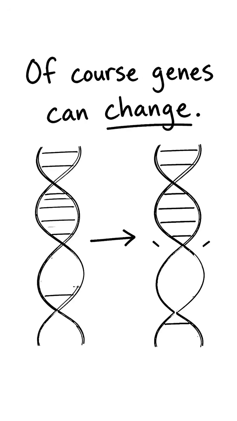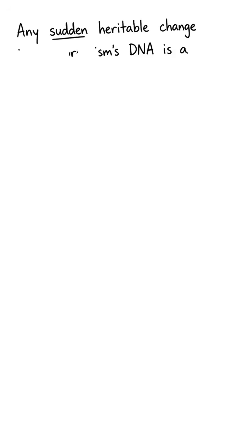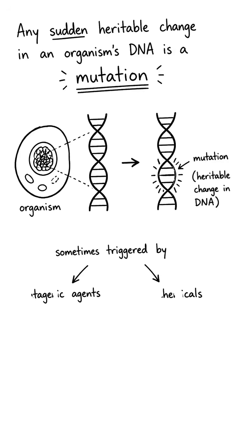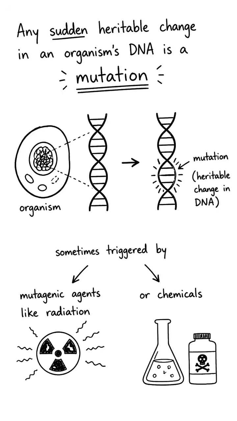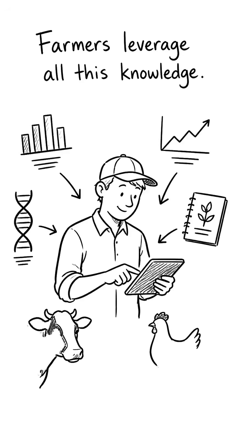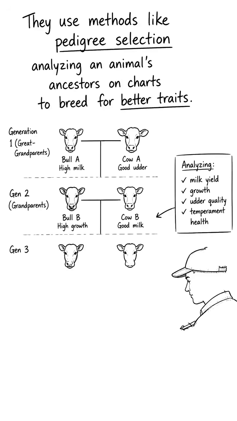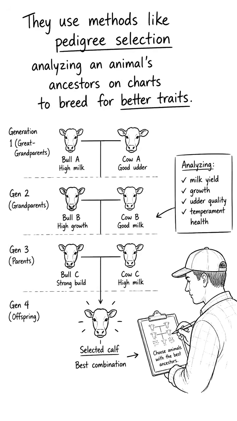Of course, genes can change. Any sudden heritable change in an organism's DNA is a mutation, sometimes triggered by mutagenic agents like radiation or chemicals. Farmers leverage all this knowledge. They use methods like pedigree selection, analyzing an animal's ancestors on charts to breed for better traits.